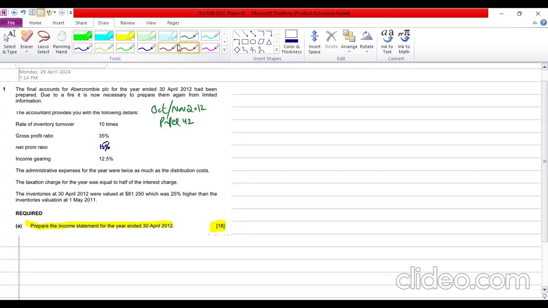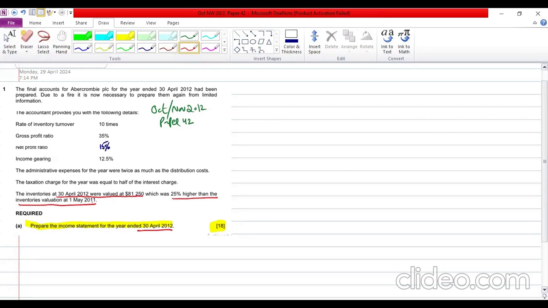Inventory at 30th April 2012, which is my year end. The inventory at year end was 25% higher than the starting inventory. So I have the closing inventory, and they are saying that closing is higher by 25% as compared to the opening.